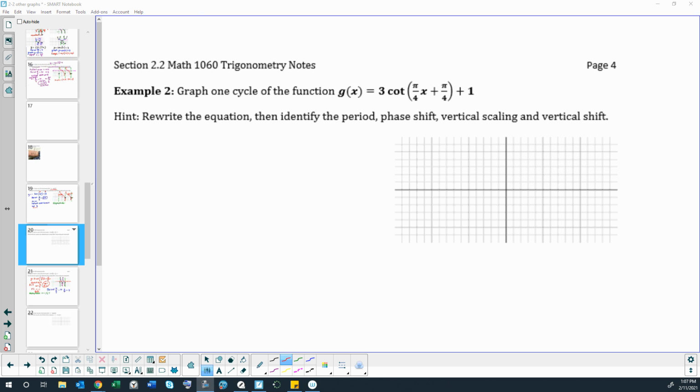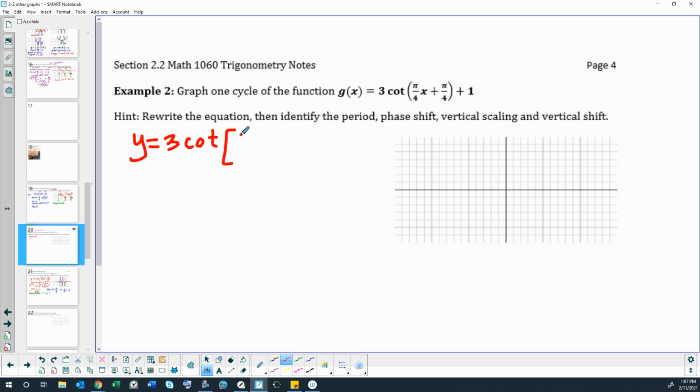Example 2, graph one cycle of the function g of x equals 3 cotangent pi fourths x plus pi fourths, and then plus 1. So I'm going to rewrite my equation as 3. So that's just a vertical stretch, right? Which in tangent and cotangent is really kind of hard to see. I'll do something to show you what is affected by that.